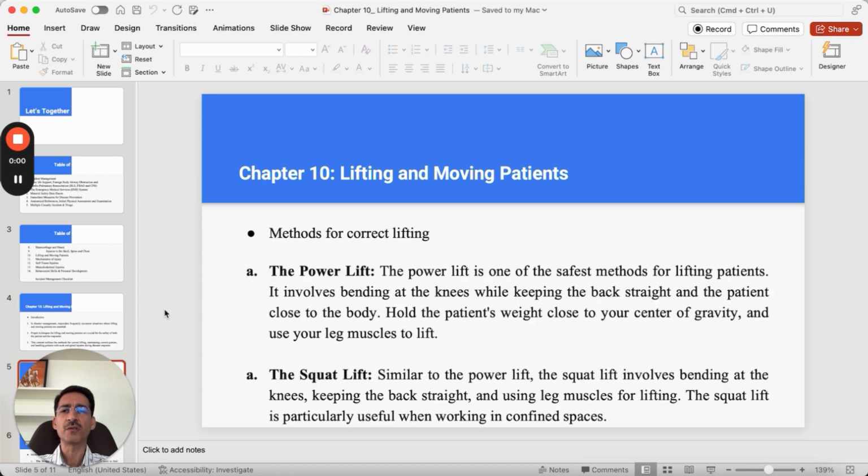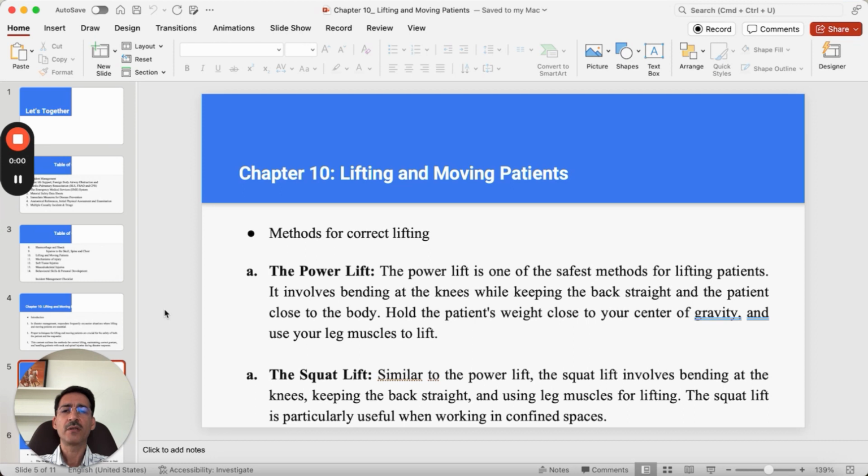Methods for correct lifting. The power lift. The power lift is one of the safest methods for lifting patients. It involves bending at the knees while keeping the back straight and the patient close to the body. Hold the patient's weight close to your center of gravity and use your leg muscles to lift.